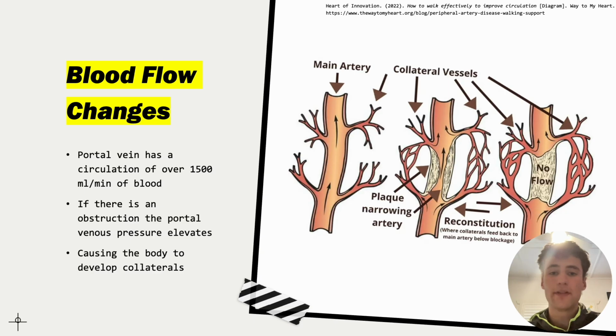Alrighty, so portal hypertension will cause some blood flow changes. So collateral vessels will develop as a natural bypass when portal pressure rises. These portosystemic connections divert blood from the high pressure portal system into the lower pressure systemic veins. While they help relieve pressure, they become dilated and fragile, increasing the risk of esophageal varices, and then will rupture, causing potentially life-threatening bleeding.